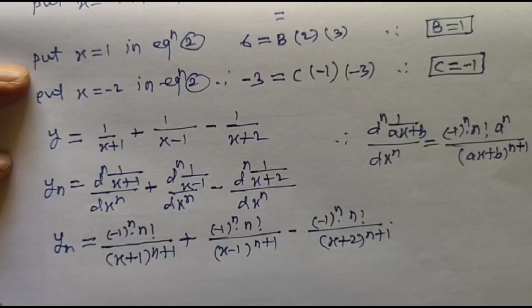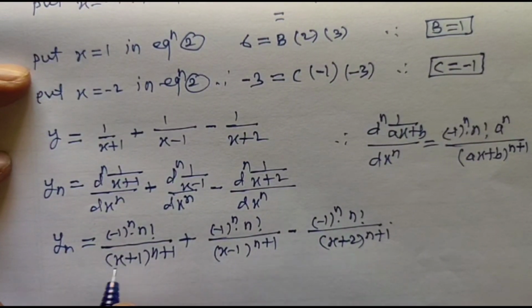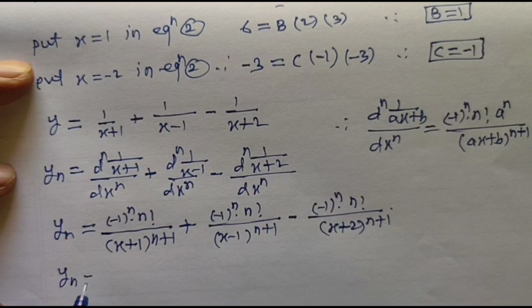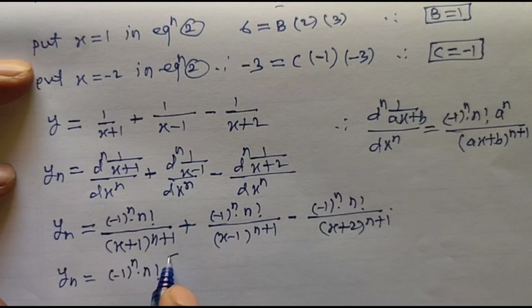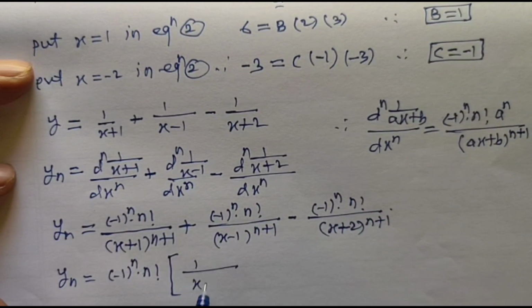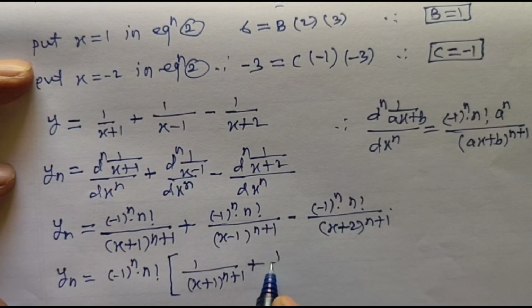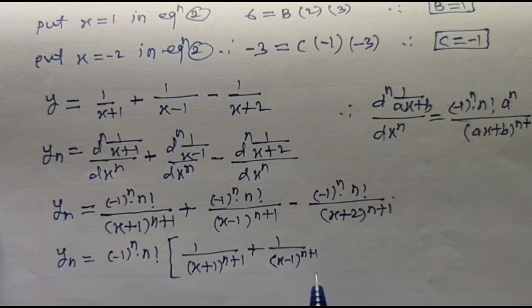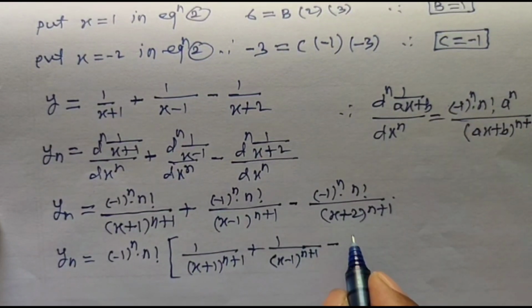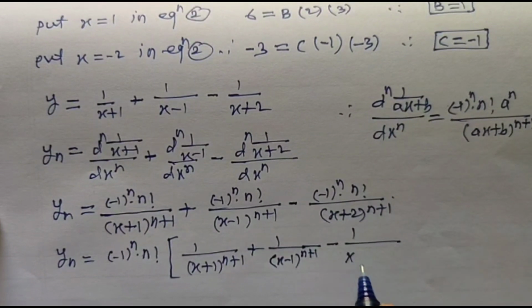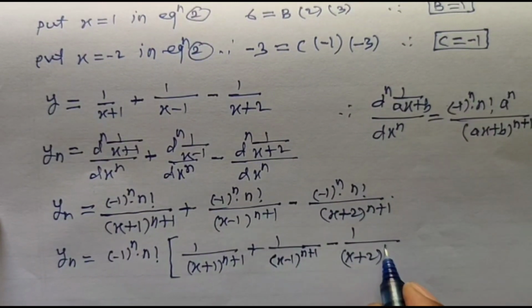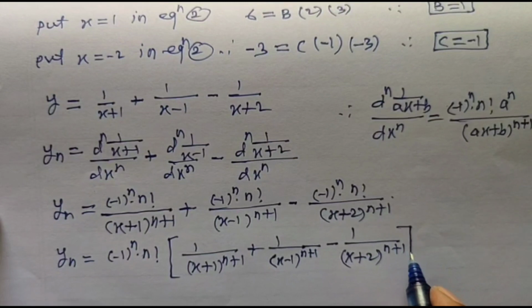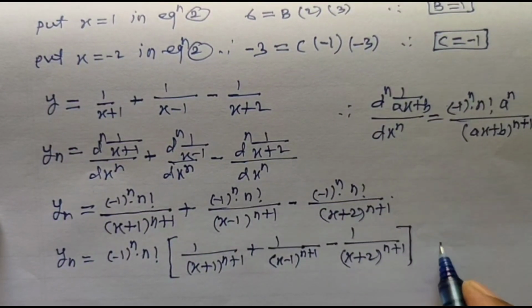Then you can take minus 1 raised to n factorial n common throughout all these three terms. yn is equal to minus 1 to the power n factorial n into bracket 1 upon (x+1) to the power n plus 1, plus 1 upon (x-1) to the power n plus 1, minus 1 upon (x+2) to the power n plus 1. This is yn, and this is the final answer.